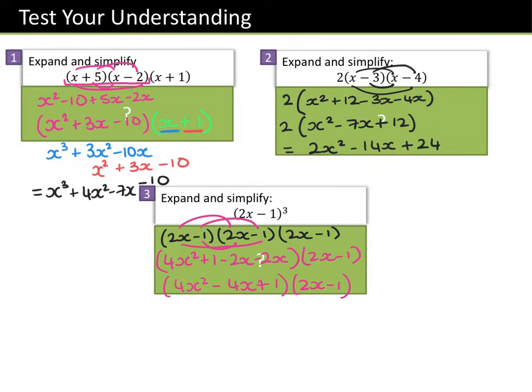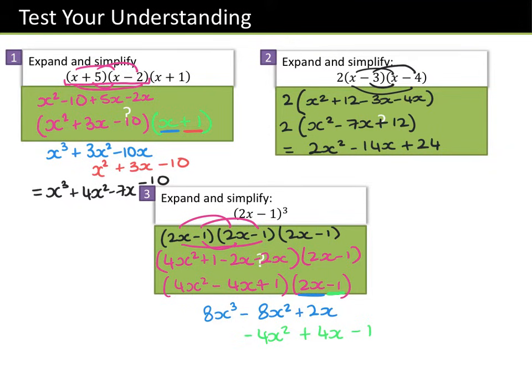Now I'm going to do the exact same as I did in the first example. Multiply everything by 2x first. So 4x squared times 2x is 8x cubed. 2x times minus 4x is minus 8x squared. 2x times 1 is plus 2x. Now I'm going to multiply everything by negative 1. So I'm going to get negative 4x squared plus 4x minus 1.